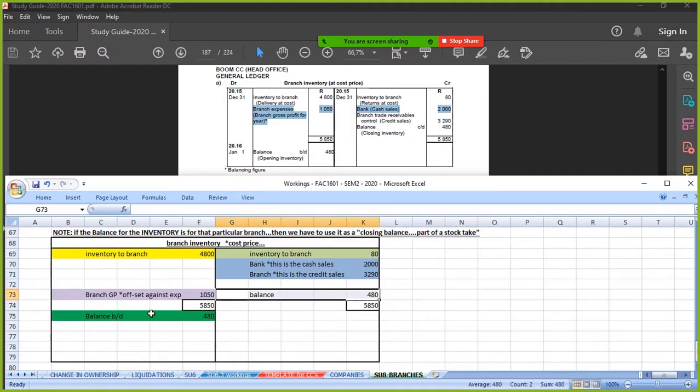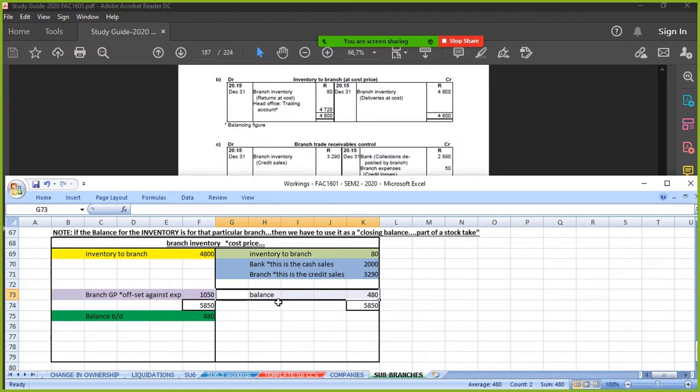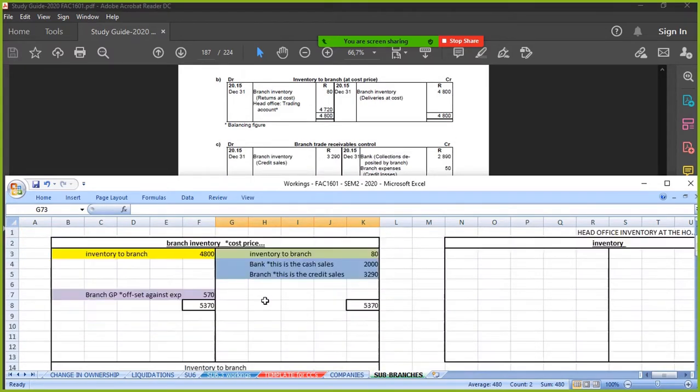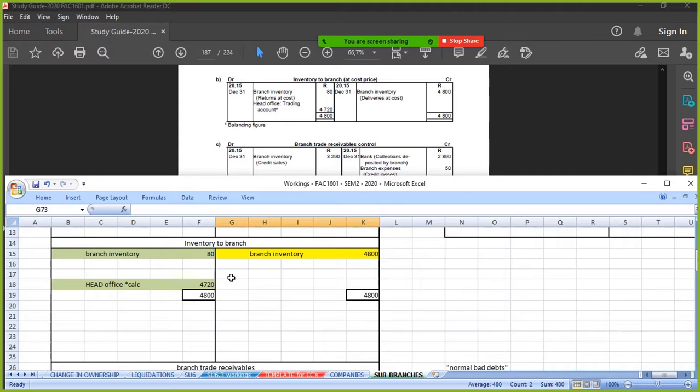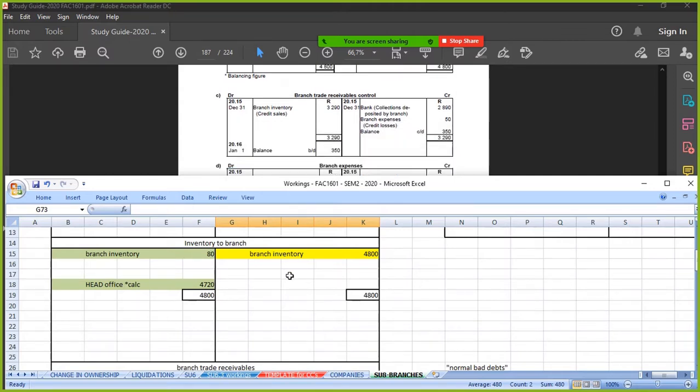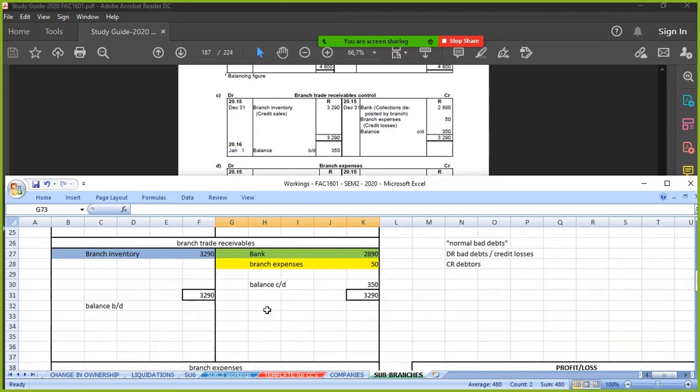Okay, then you've got to update and you've got to calculate the gross profit, which is fine. We did that. Okay, the inventory to branch. Where's my inventory to branch? Here's my inventory to branch. Okay, this one's fine. Branch trade receivables. Why don't I have 350? Oh, okay, I had 350. Forgot to reference the brought down balance. Yeah, it is right. There's 350, there's 350, same balance.